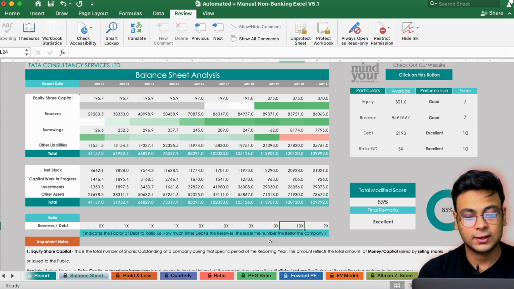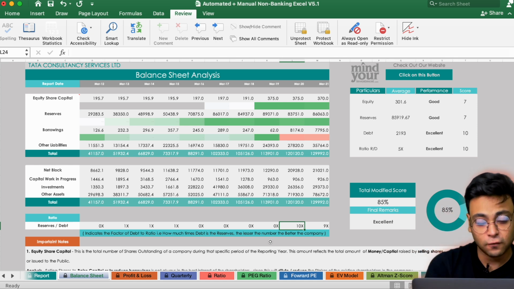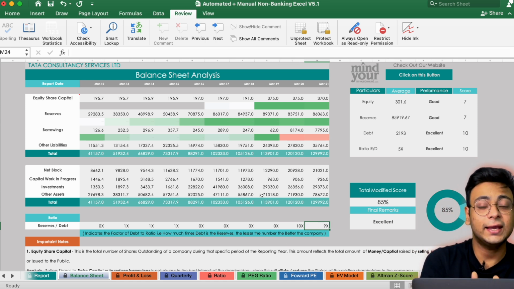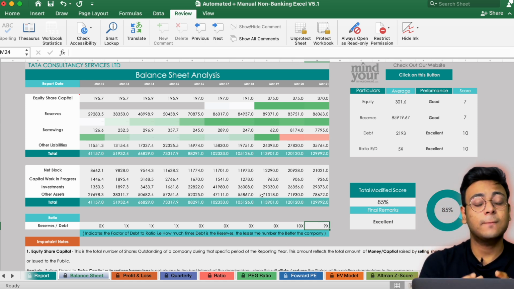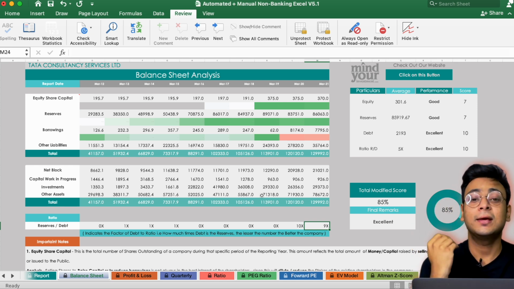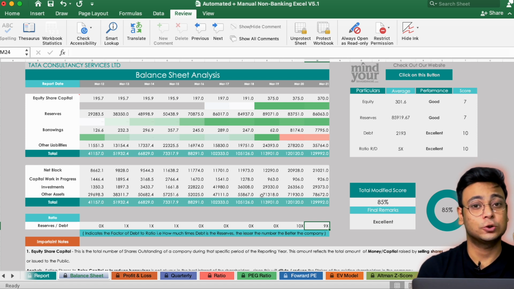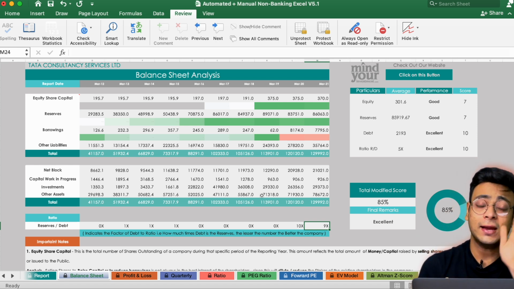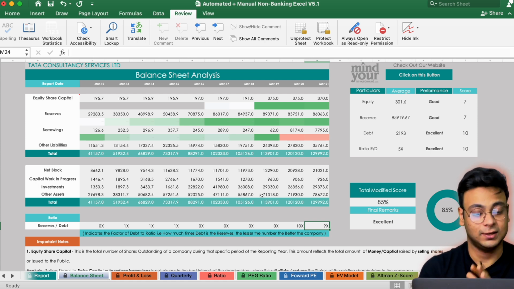In 2021, the company's debt has again fallen down, and now it is only 9%. So this company becomes a very strong investment for the long term. Why? Because the company's debt is very low. It is lower than 30%. In fact, it is lower than 10% of the company's reserves.